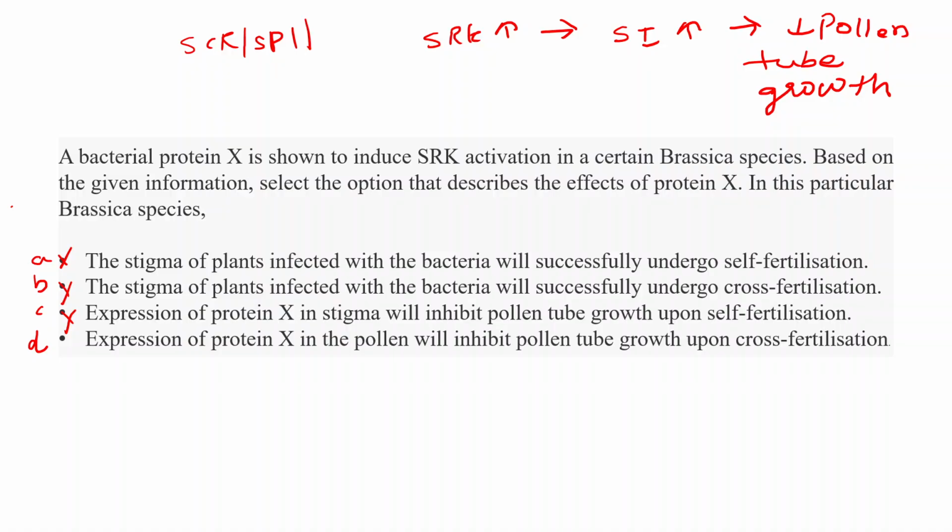Okay, so now comes the fourth. Fourth is expression of protein X in the pollen will inhibit pollen tube growth upon cross fertilization. Is it true? Yes, it is true. Because if protein X behaves like the pollen ligand or otherwise can prevent the activating signal at the pollen surface, pollen that expresses X will activate SRK on the stigma when it lands there. That activation triggers the SI response and blocks pollen tube growth, even during what would normally be a cross. So this is consistent with the accepted result. So option 4 is the correct answer.